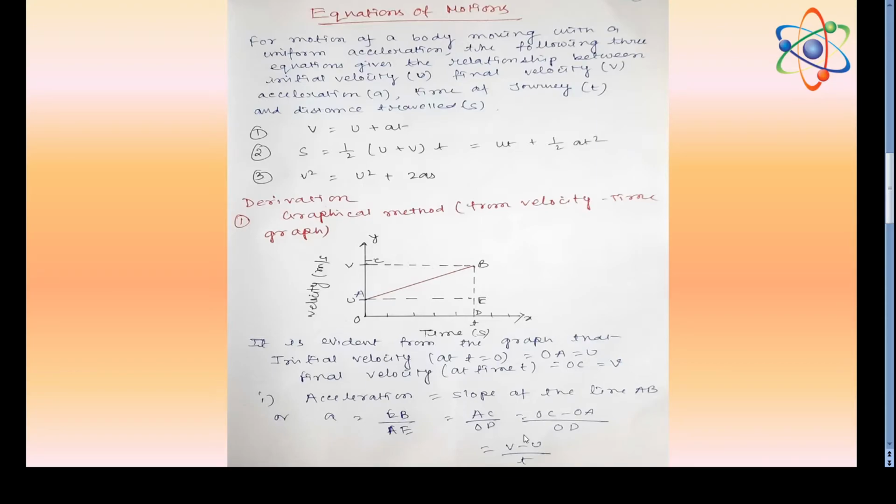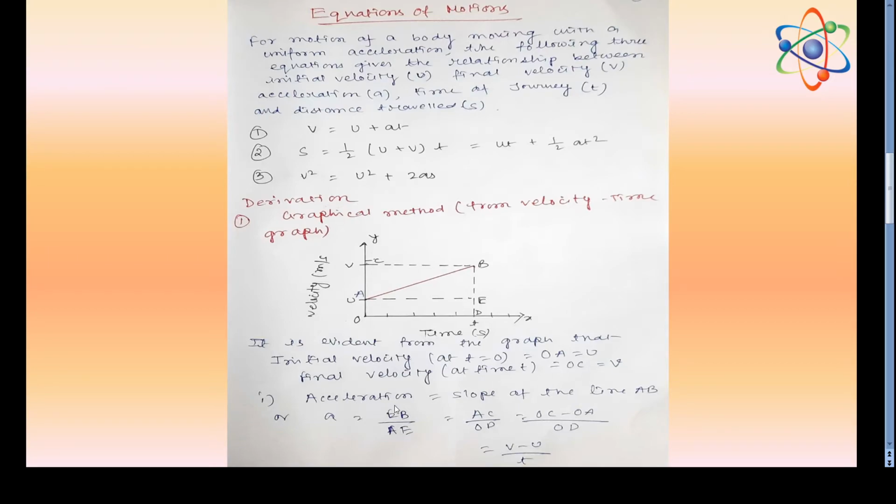So let us consider the linear motion of a body with an initial velocity u. The body accelerates uniformly and in time t it acquires the final velocity v. The velocity time graph is a straight line AB as shown. So we can see over here, this is the initial velocity u, the final velocity v, and the velocity time graph that we will get, which is AB. This u is at time 0 and v is at time t. So it is evident from the graph that the initial velocity at t equals 0 is OA, which is u, and the final velocity at time t is OC, that is the final velocity v.